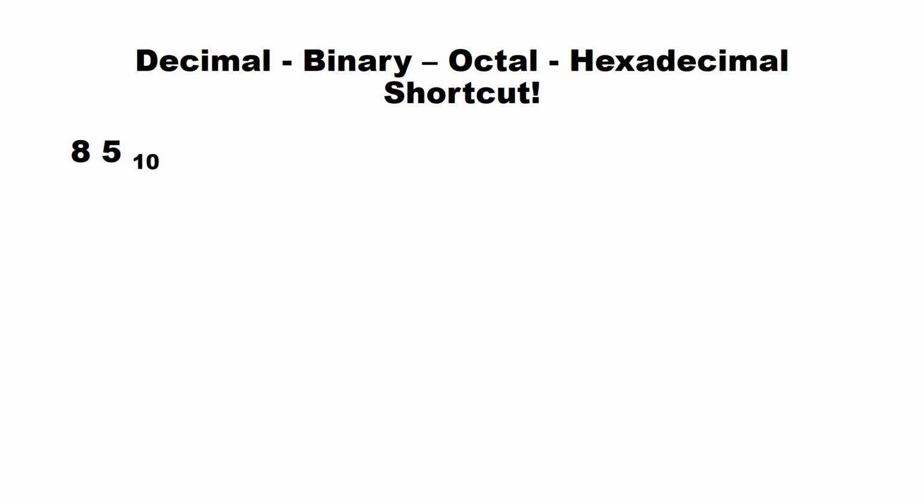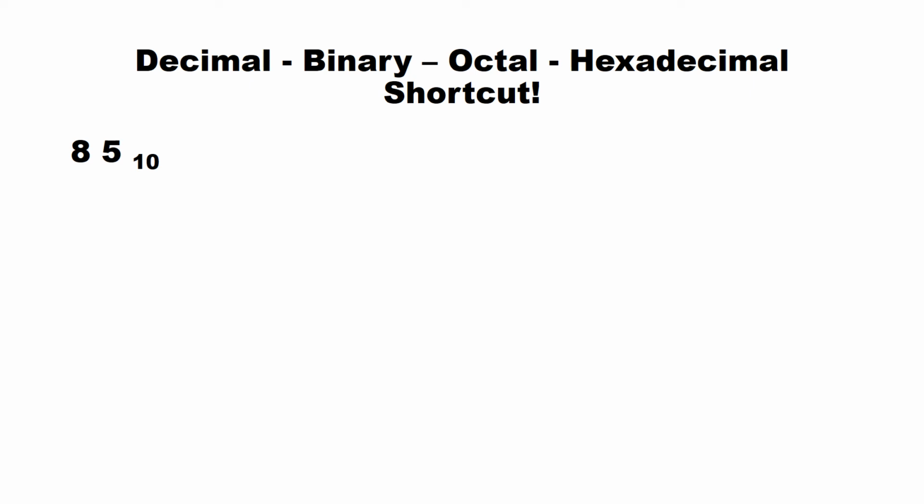Let's do one last big example where I give you a decimal number and I will convert it to binary, octal, and hexadecimal. And I'm going to use the shortcut as much as possible. And this is actually how I would convert a number from decimal to all of these other number systems. I don't use the repeated division. I find that it's error prone. It's just easy to mess that up.